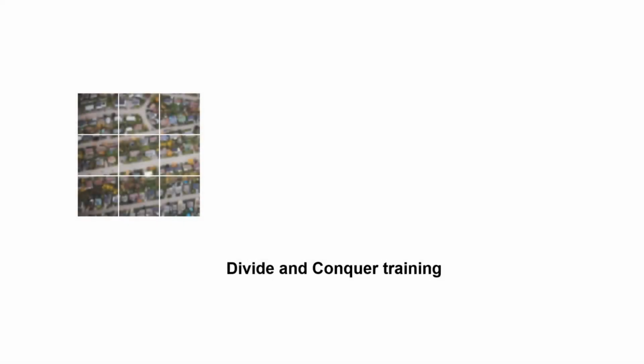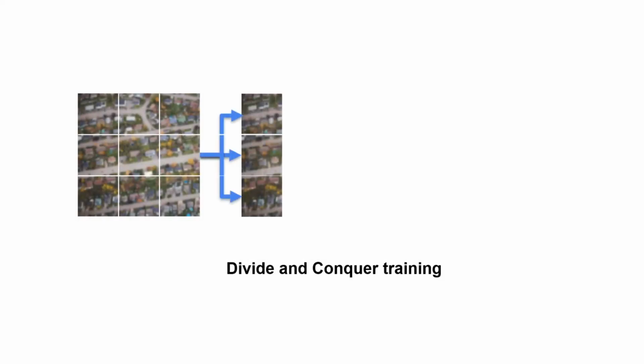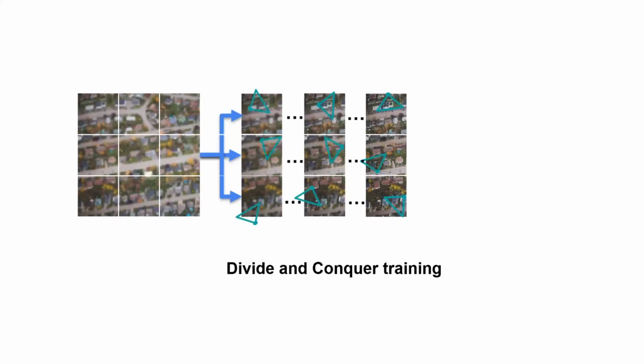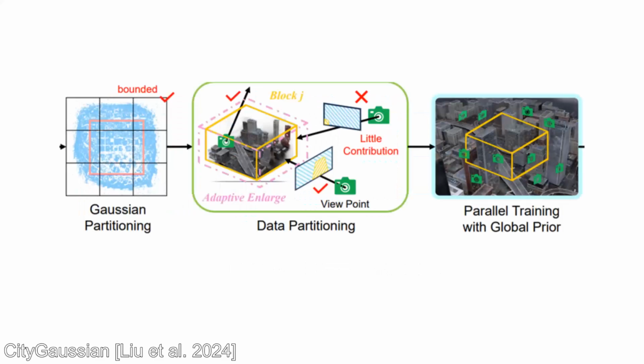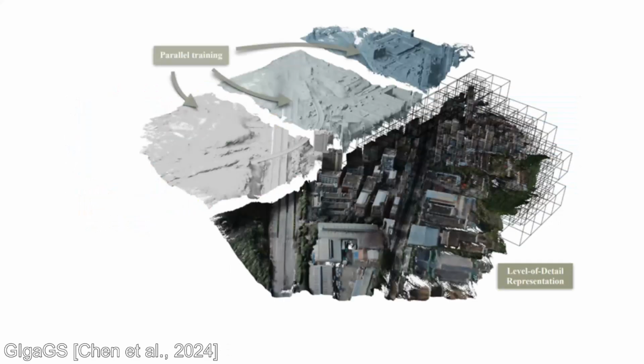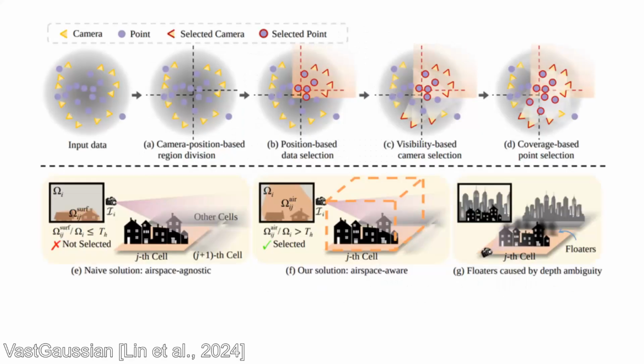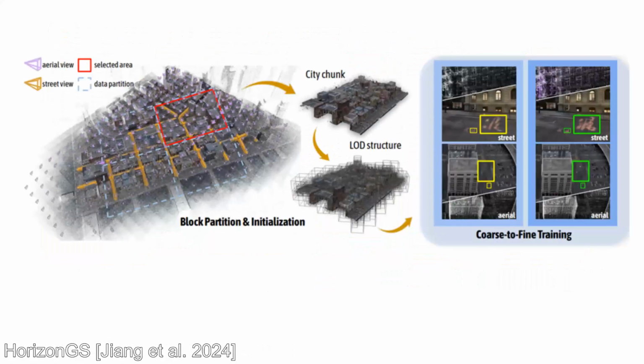The most popular approach to lower these requirements is the divide and conquer strategy, where the scene is first split up into chunks, which are all trained separately, and finally fused back together. Countless different strategies of selecting chunk boundaries have been proposed. But the approaches still suffer from fundamental flaws.